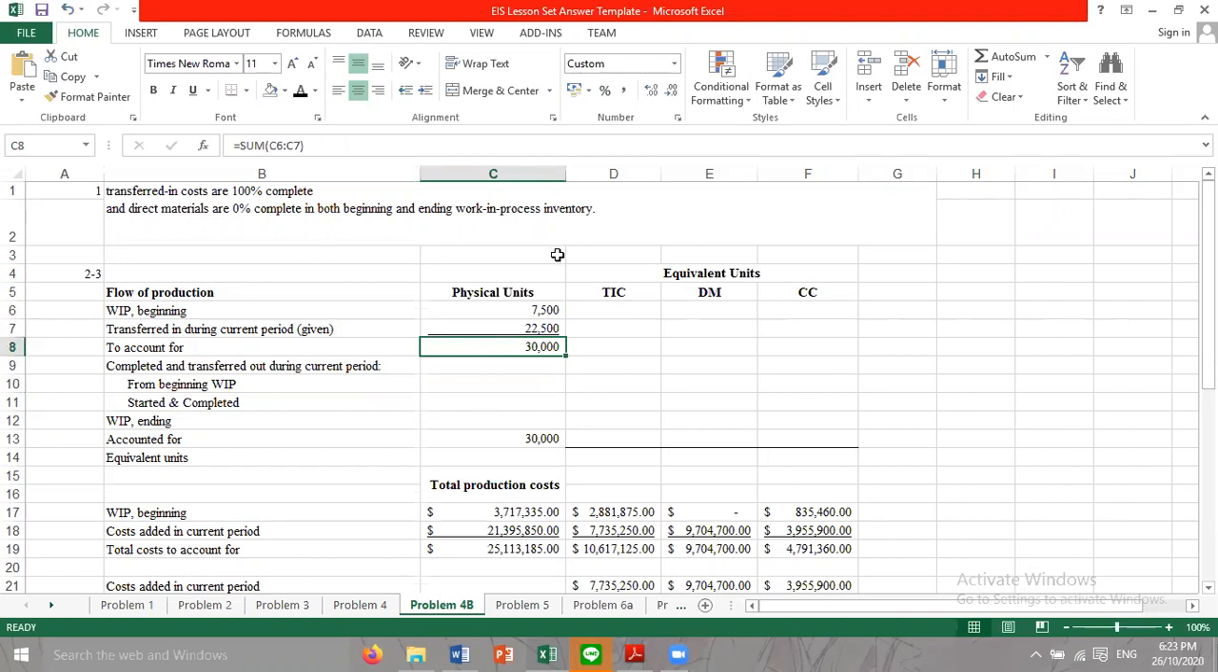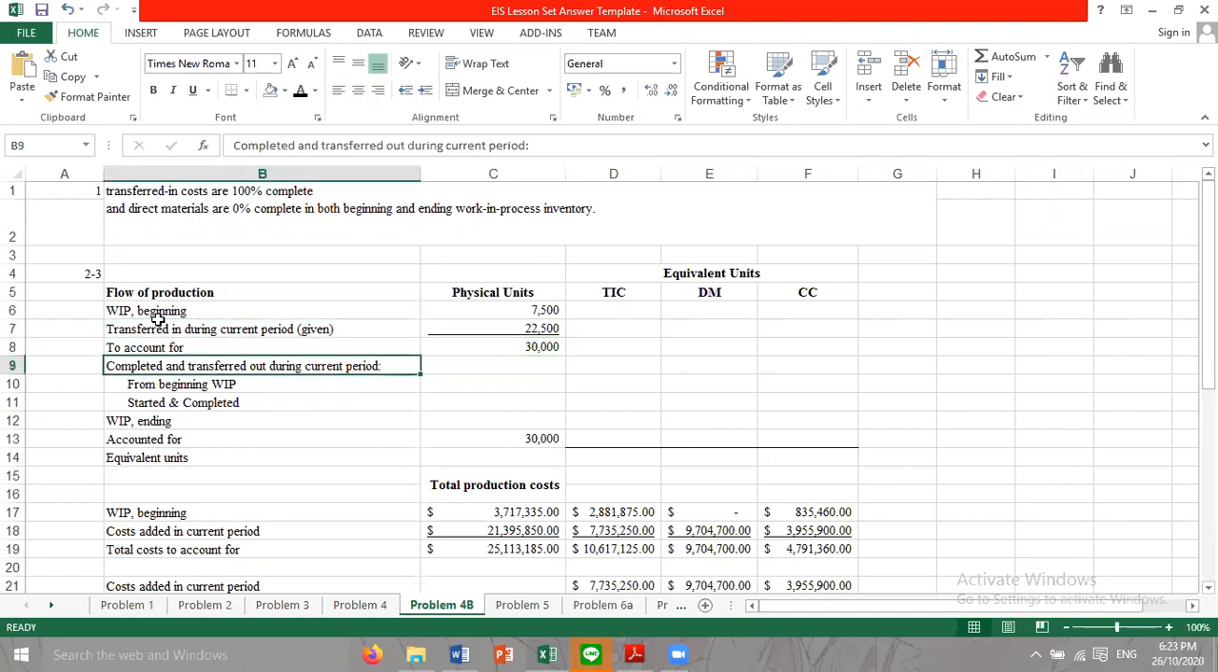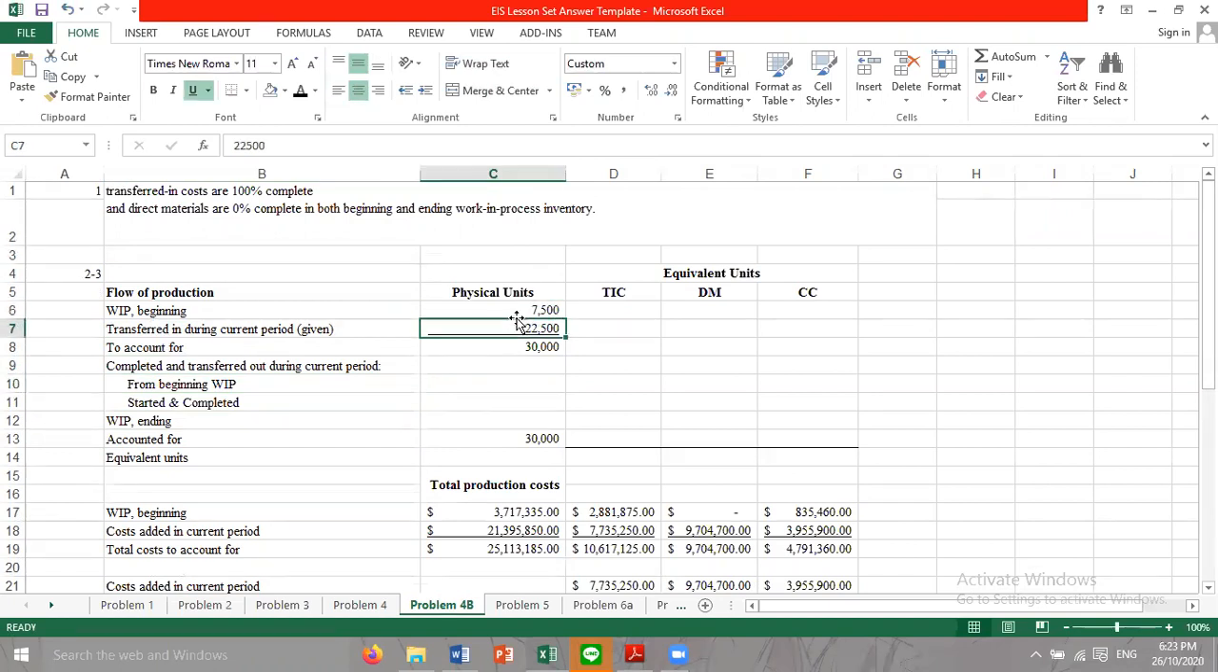So first, once again, we make the table to calculate the equivalent units. We have WIP beginning, transferred in to account for, completed and transferred out. In this case, we classify them into beginning WIP and started and completed. And then we have WIP ending and we have accounted for. Once again, the physical units did not change, according to the question, so we still have a total of 30,000 units to account for. So we need to find out first WIP ending. WIP ending is still the same, so we just type in 3,700.